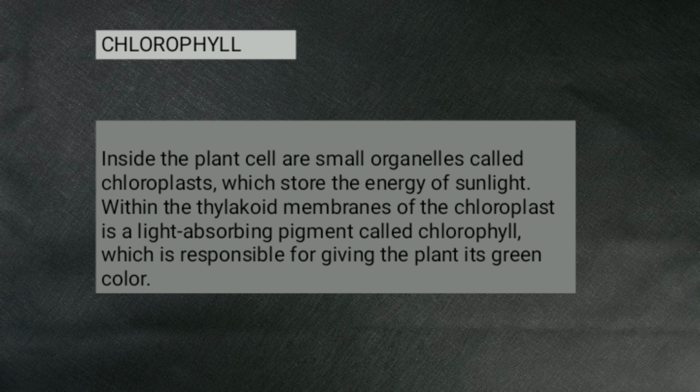The next is the chlorophyll. Inside the plant cell are small organelles called chloroplasts, which store the energy of sunlight. Within the thylakoid membranes of the chloroplast is a light-absorbing pigment called chlorophyll, which is responsible for giving the plant its green color. The plant leaves are green because that color is the part of sunlight reflected by a pigment in the leaves called chlorophyll.